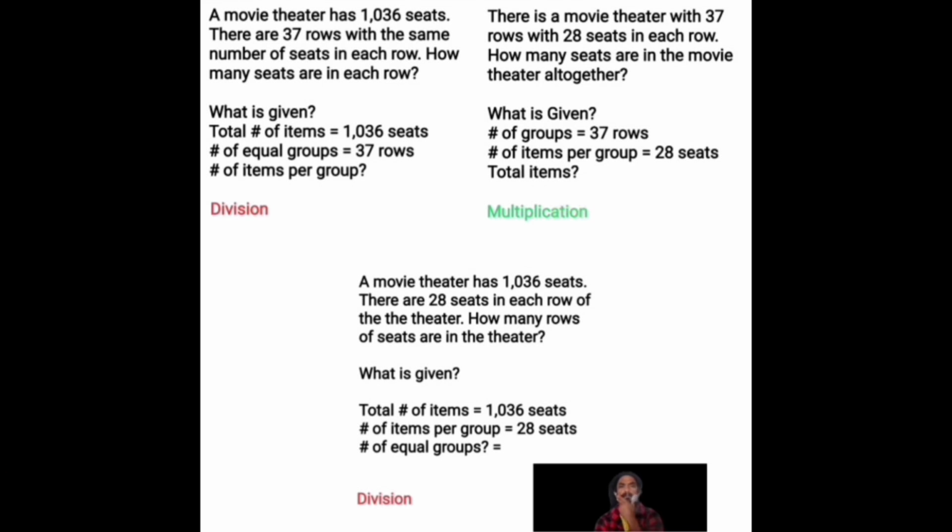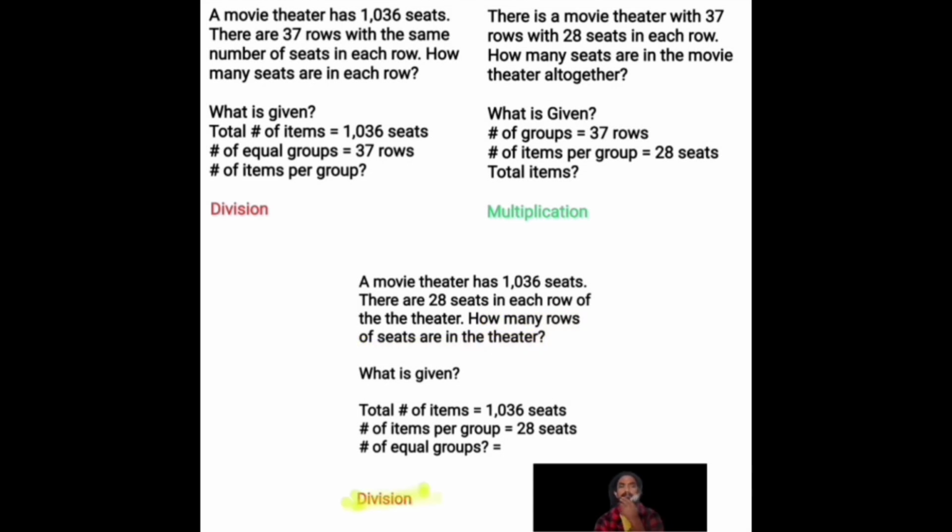Our last example, a movie theater has 1,036 seats. There are 28 seats in each row of the theater. How many rows of seats are in the theater? In this problem, you're given the total number of items, which is 1,036 seats, and the number of items per group, which is 28 seats. And you're asked to find the number of equal groups, which in this case is the amount of rows of seats in the theater. So in this case, you'll have to divide.